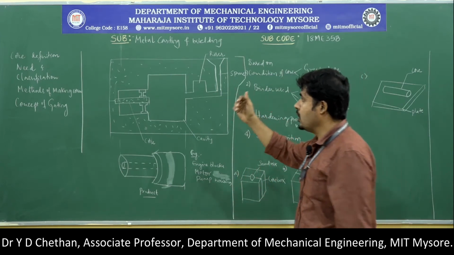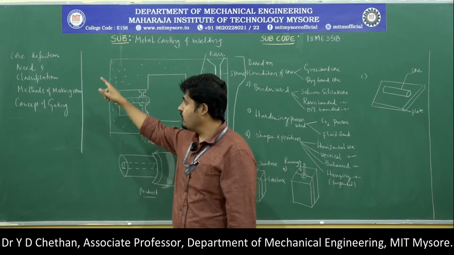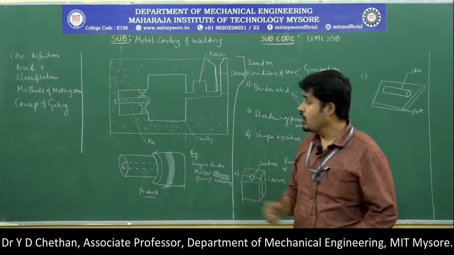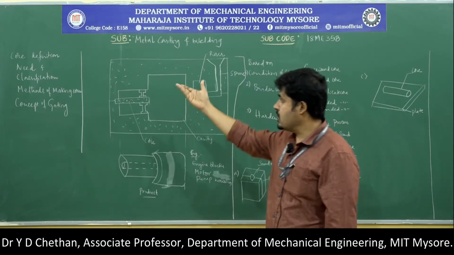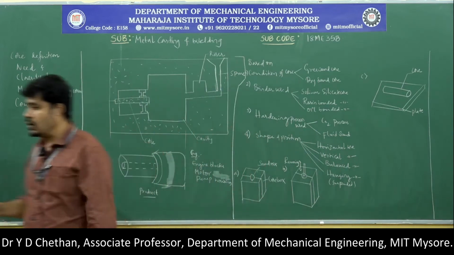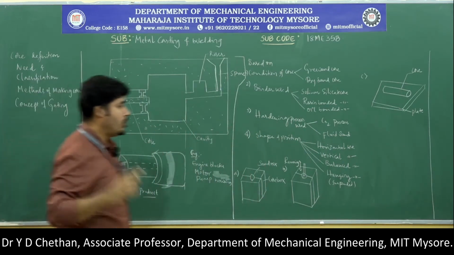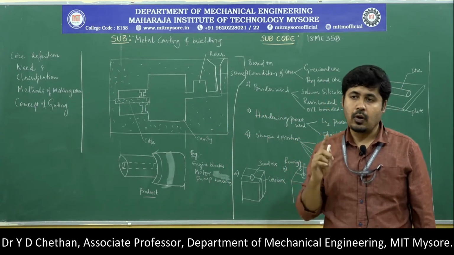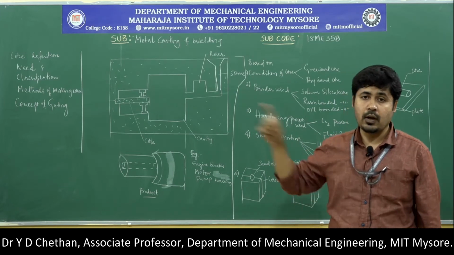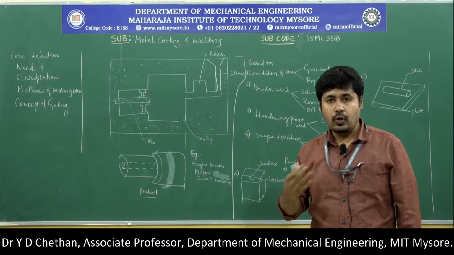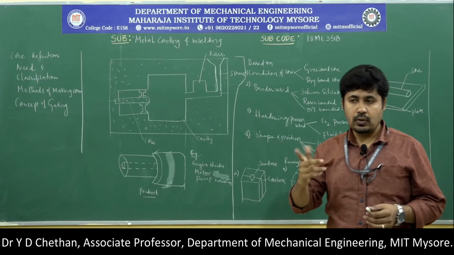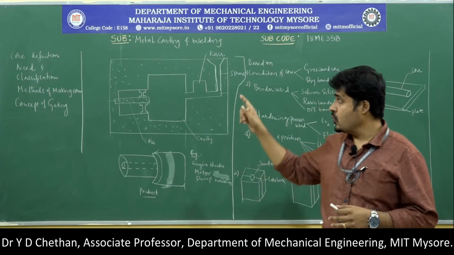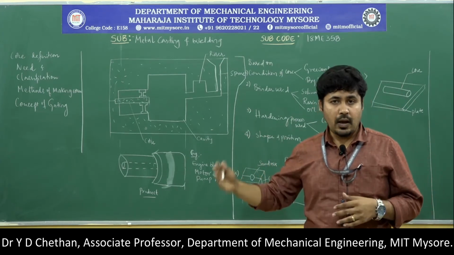Today you will be learning the concept of core and its definition, the need and classification of cores, then methods of making cores, then the concept of gating. So let us look at the core and its definition. You are all familiar with the pattern. The pattern is the positive replica of the product to be produced, whereas the core is the negative replica of the product to be produced. That is the main difference between pattern and core. Once again I will repeat, the pattern is the positive replica of the product to be manufactured, whereas the core is the negative replica of the product to be manufactured.